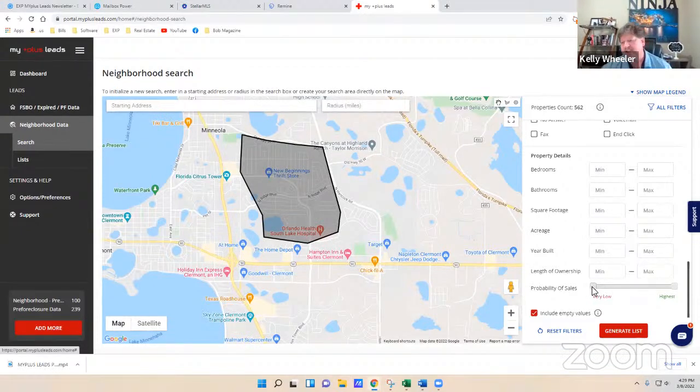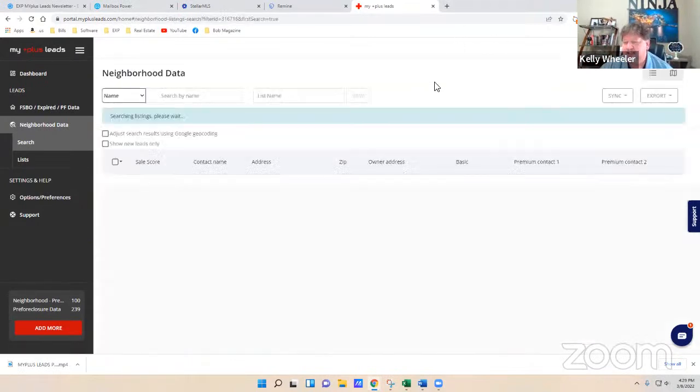Now, when I do this, guys, I don't know what this is going to do to the number, but I'm pretty sure it's going to go real low. So let's just check it. I'm not really concerned with absentee home. Oh my God, that's exactly what I wanted. 218. So I'm going to generate the list.